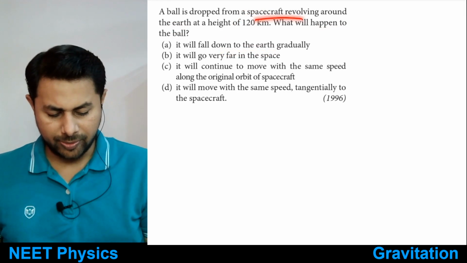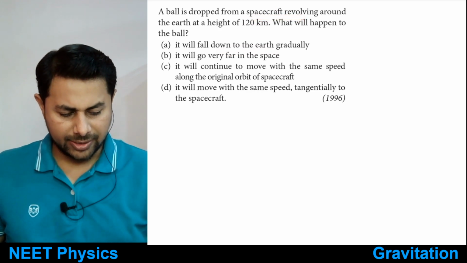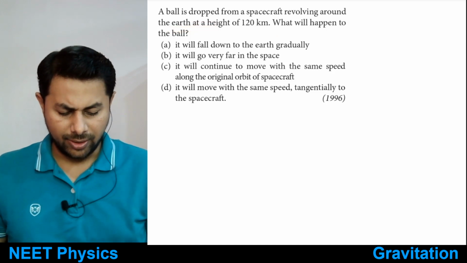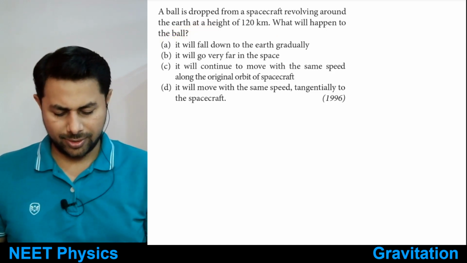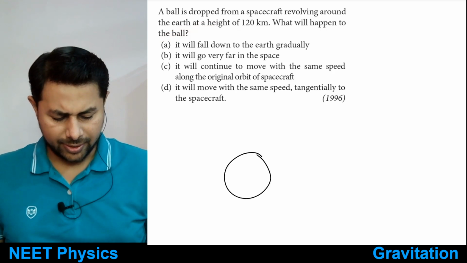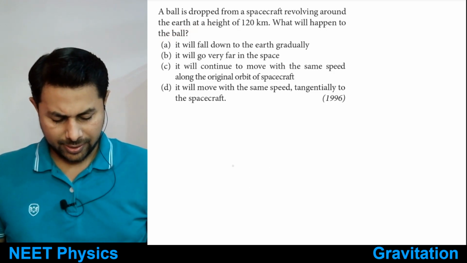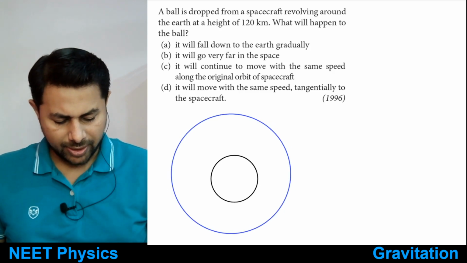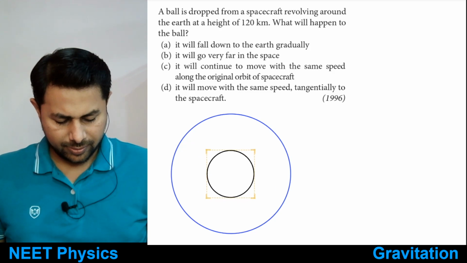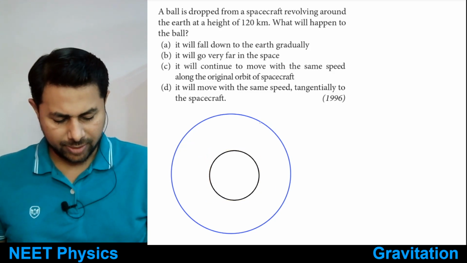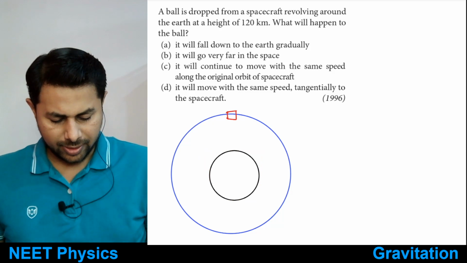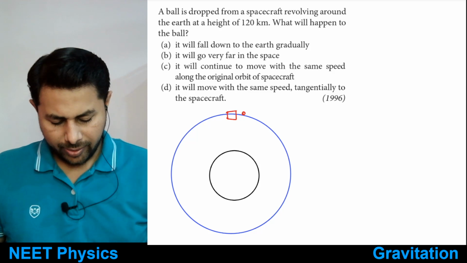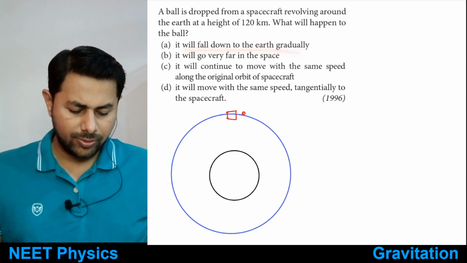Okay, so a ball is dropped from a spacecraft. The spacecraft is revolving around the earth at a height of 120 kilometers. What will happen to the ball? So let's suppose this is earth, right? And there is a spacecraft which revolves around earth. This is the spacecraft, and a ball is dropped from here. Okay, so it will fall down to the earth gradually.